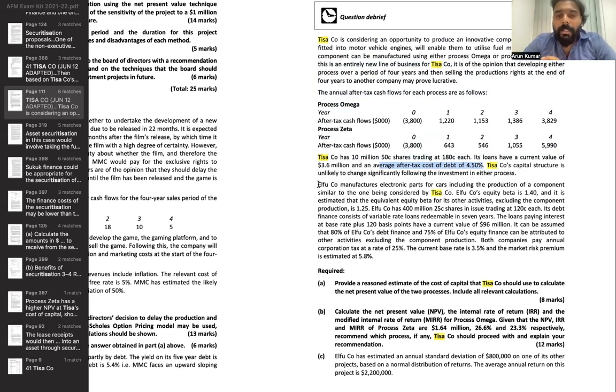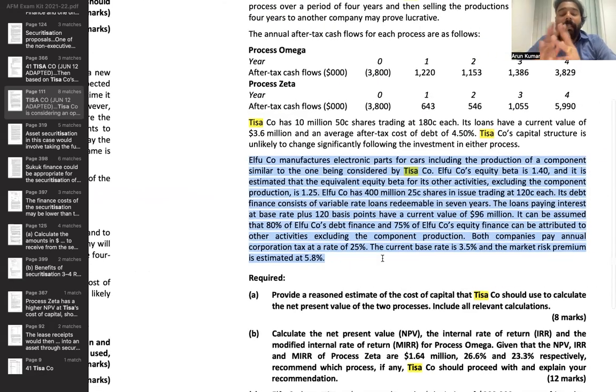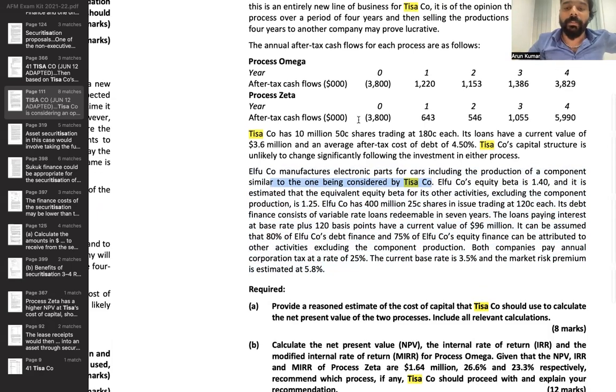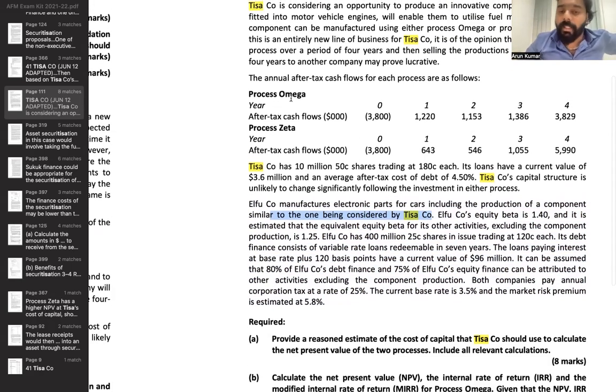So they have given the information with respect to our targeted industry. We have to find the business risk of the component that we are planning to invest in. So ELFU manufactures electric parts for cars, including the production of components similar to the one being considered by TISA company. So here we have got a proxy company, but the main question is, are they completely focusing on our product? No. ELFU is a company that mainly focuses on car manufacturing components, electric parts for cars, but it includes production of components similar to the one being assessed by us. That is, it's similar to Zeta or Omega.